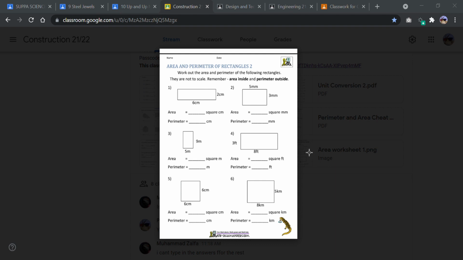So if we look at area, why is my drawing getting funny?